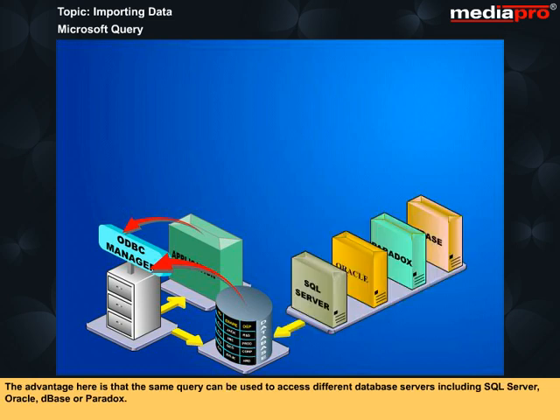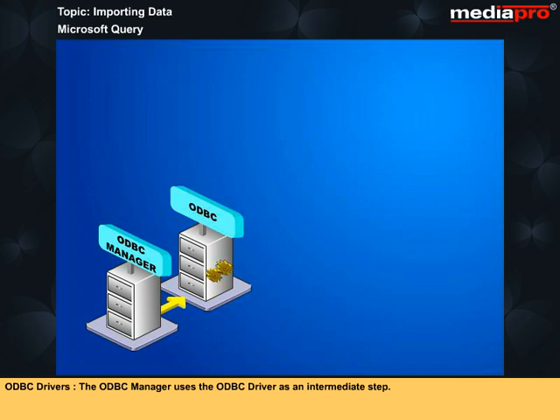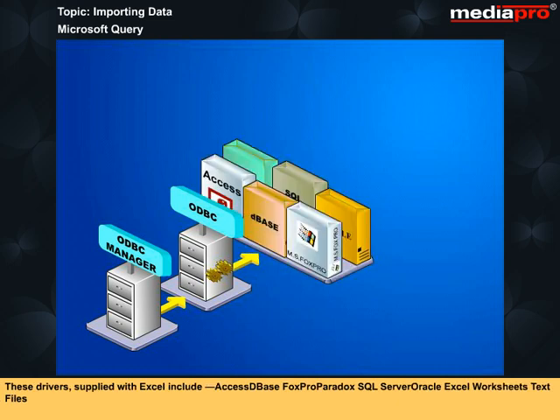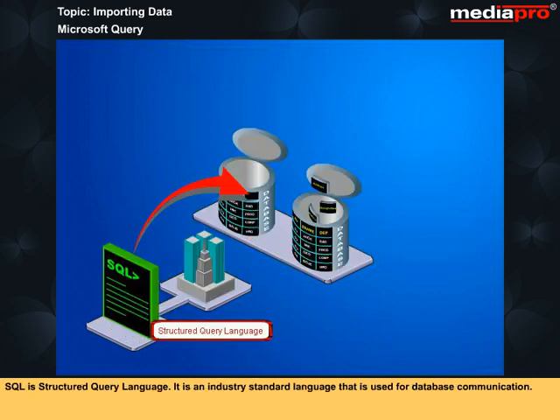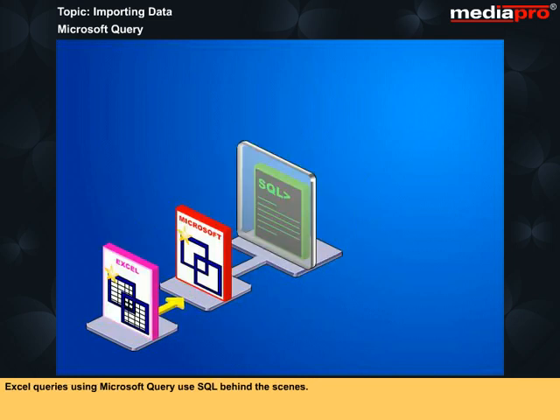The advantage here is that the same query can be used to access different database servers including SQL Server, Oracle, DBase or Paradox. ODBC Drivers. The ODBC Manager uses the ODBC driver as an intermediate step. These drivers supplied with Excel include Access, DBase, FoxPro, Paradox, SQL Server, Oracle, Excel Worksheets, text files. SQL is Structured Query Language. It is an industry standard language that is used for database communication. Excel queries using Microsoft Query use SQL behind the scenes.